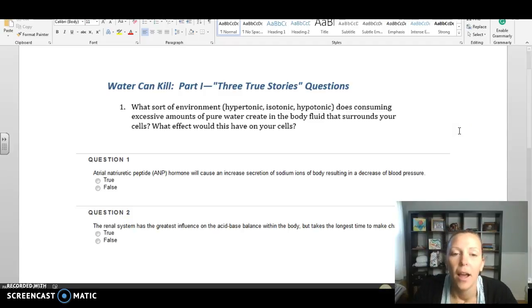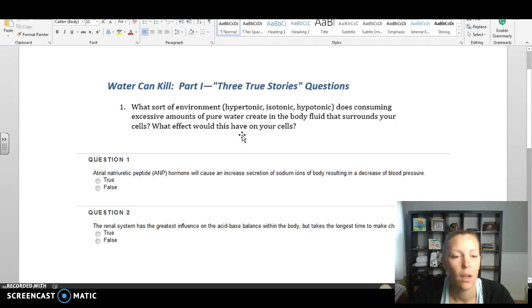But this is really important. If you don't understand the answer to this question, the rest of the questions are going to be really difficult, and your quiz will be very difficult this week too. So if you haven't already taken some time to look through what hyper, iso, and hypotonic mean, this would be a really good time to do that. This is a pretty quick, easy answer if you understand those terms, but if you don't, make sure you do.